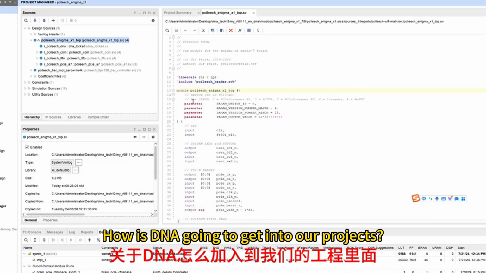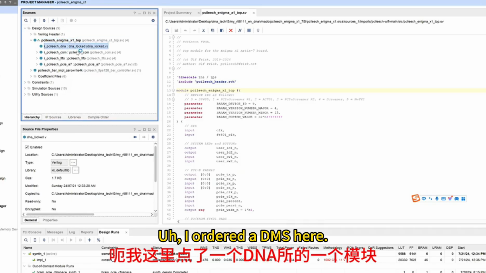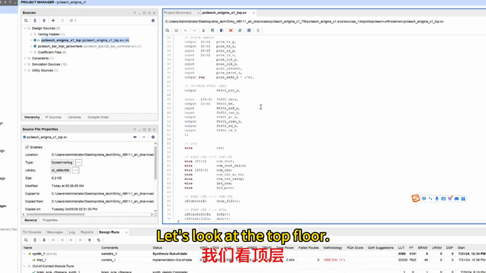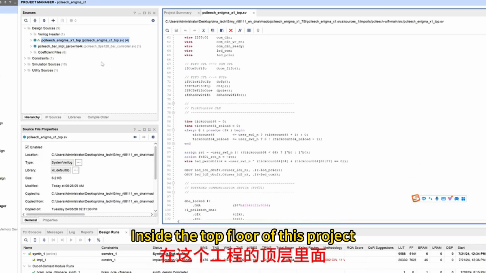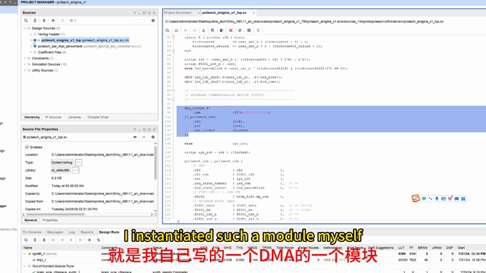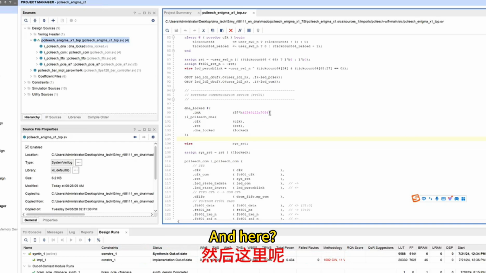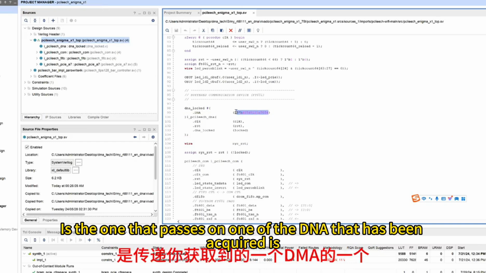How is DNA going to get into our projects? I made a DNA lock module. Let's look at the top level. Inside the top level of this project, I instantiated a module of DNA that I wrote myself, and here I pass in the DNA value that has been acquired.